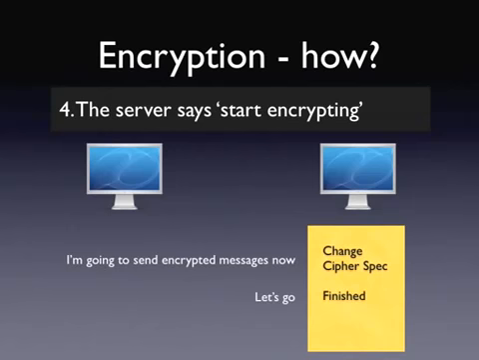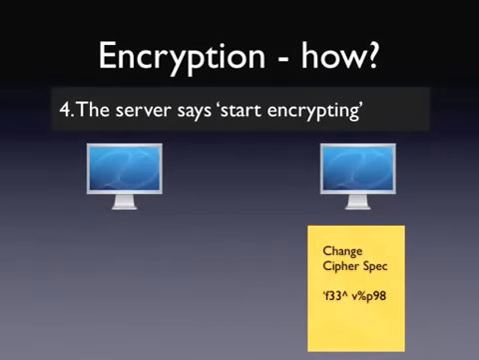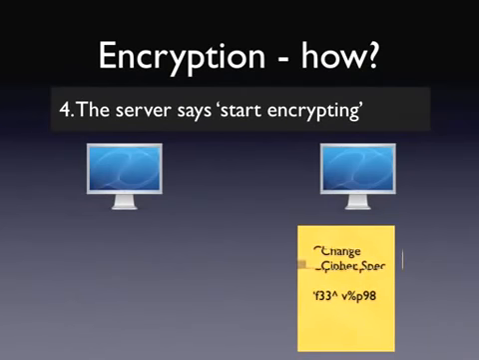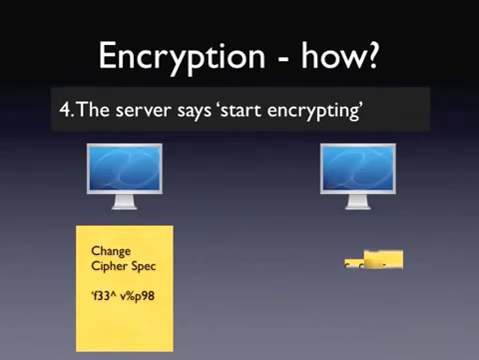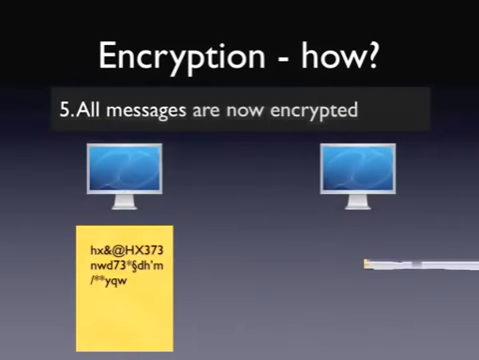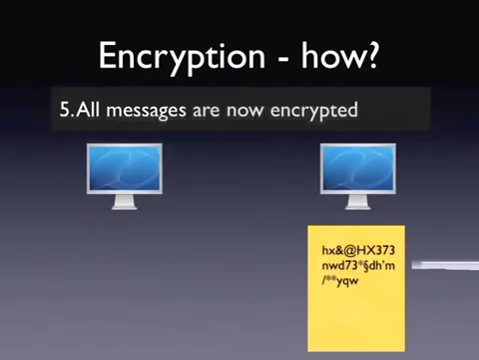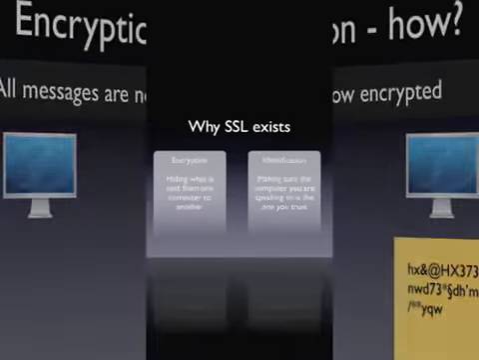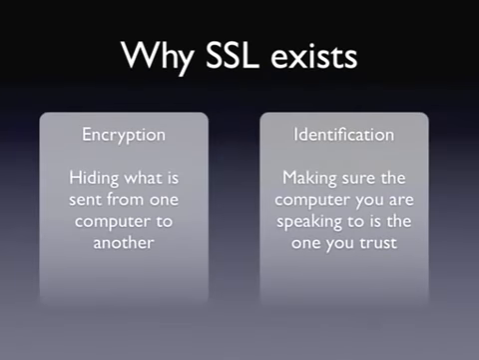Let's go. Now, the only thing is, when this message gets sent to the client, it gets encrypted. So the finished message after the cipher spec is then encrypted completely, and it gets sent back to your computer. Now all messages are encrypted, so in our Google example, perhaps our login is Jane Doe and our password could be something like this. Now when it's encrypted, this will be garbage to anyone watching, and that's how encryption works.